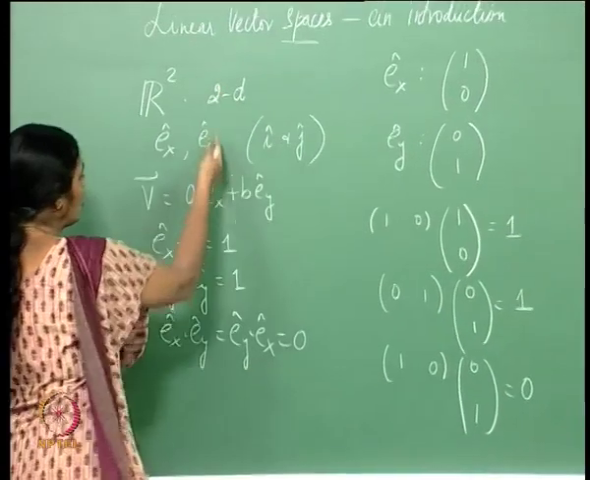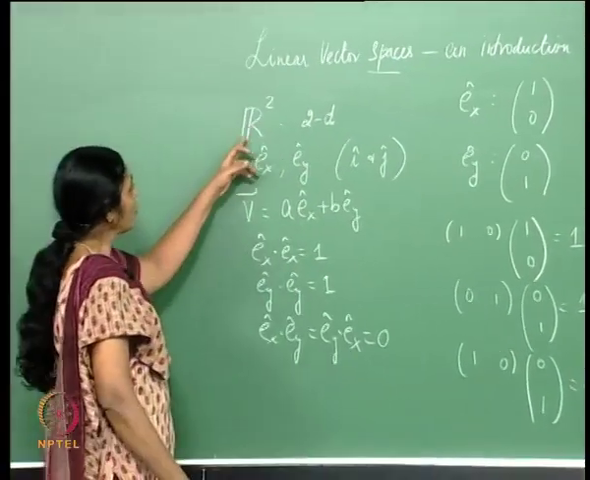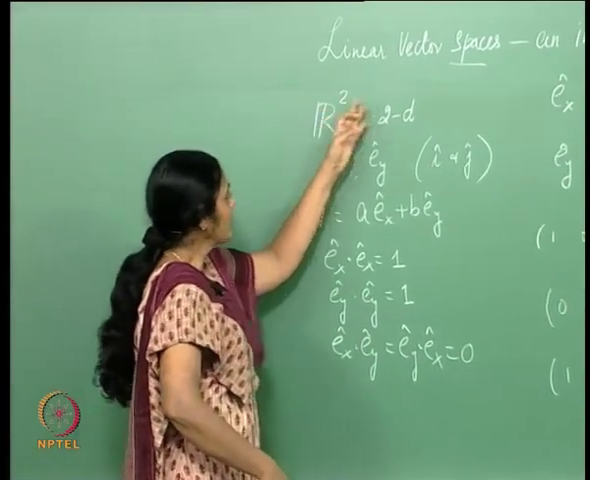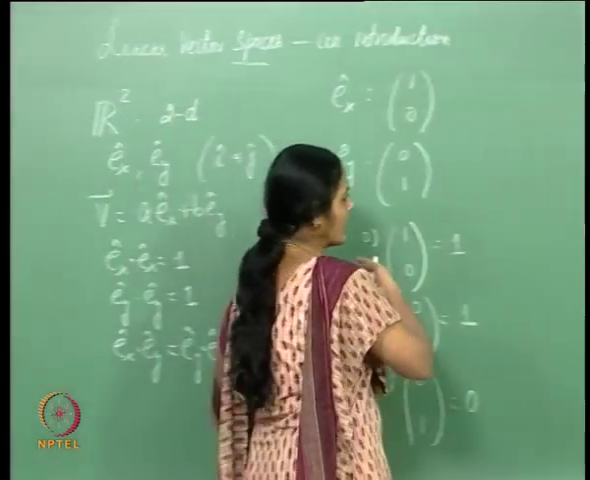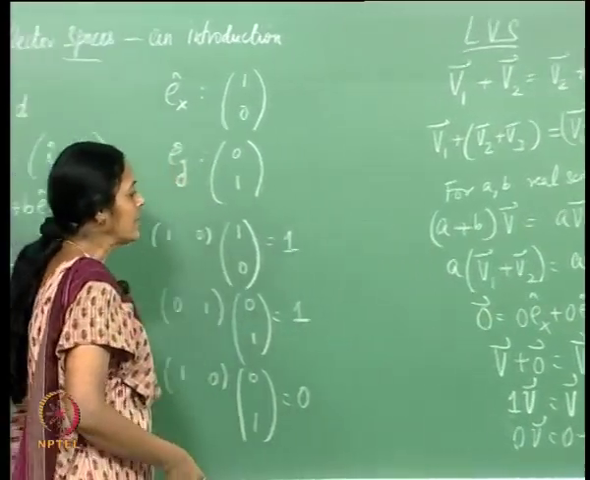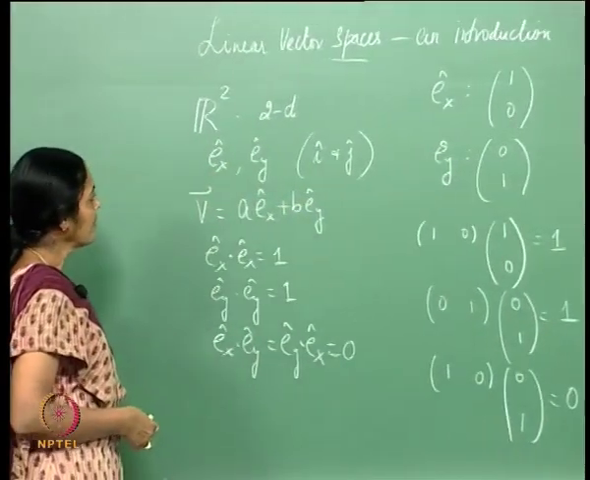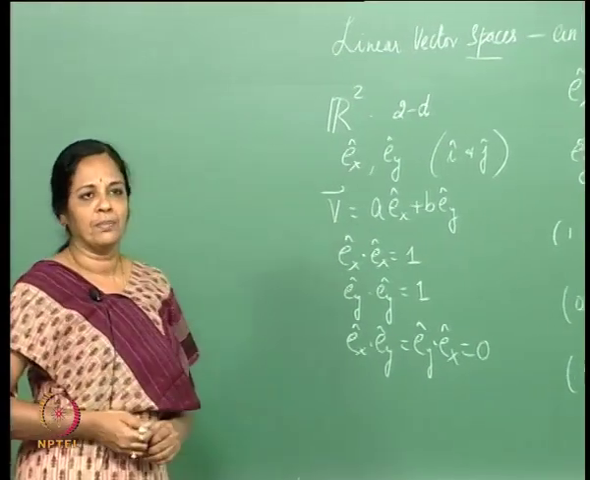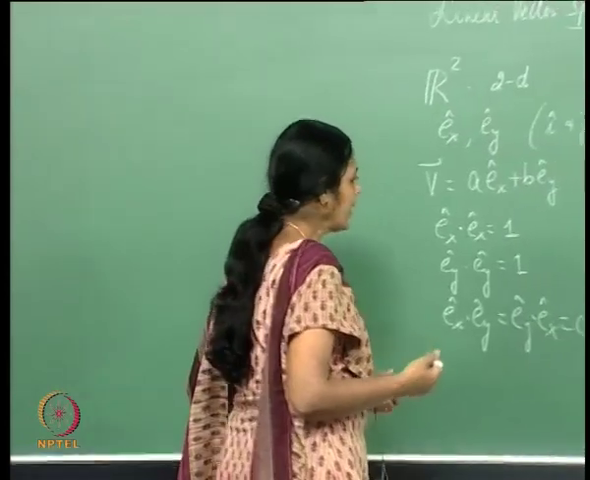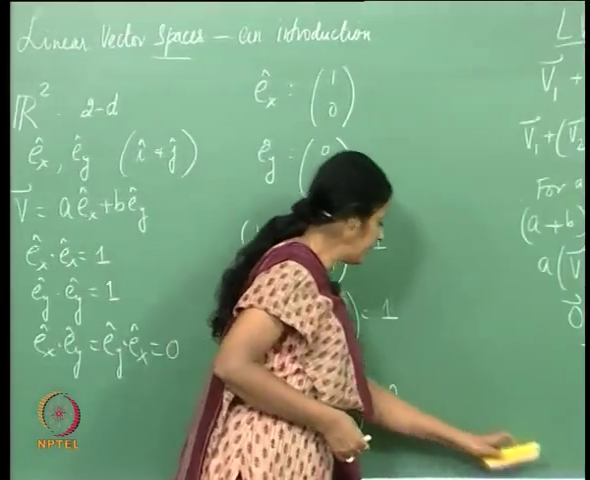It's very easy for you to check that R2, the two-dimensional Euclidean space, all vectors or states in R2 satisfy these 7 properties. So this is the simplest example of a linear vector space. I can think of more examples.